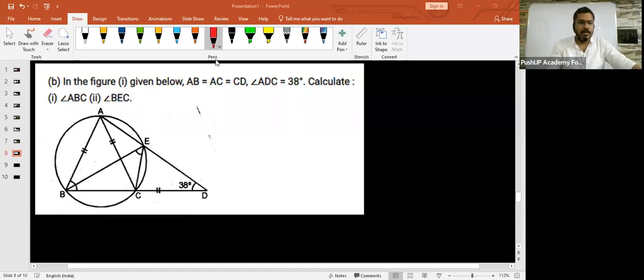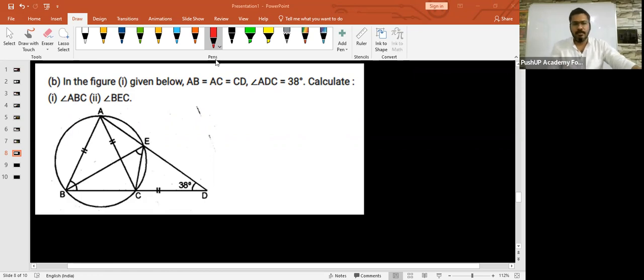Children, so what is this ABCE? It's a cyclic quadrilateral, no doubt, because all the four vertices are touching the circumference of the circle. Then what did you observe? Side AB and side AC are equal sides. So what kind of a triangle is ABC? It's an isosceles triangle, isn't it? Without even them saying anything, we could make a prediction here: ABCE is a cyclic quadrilateral, ABC is an isosceles triangle, right?